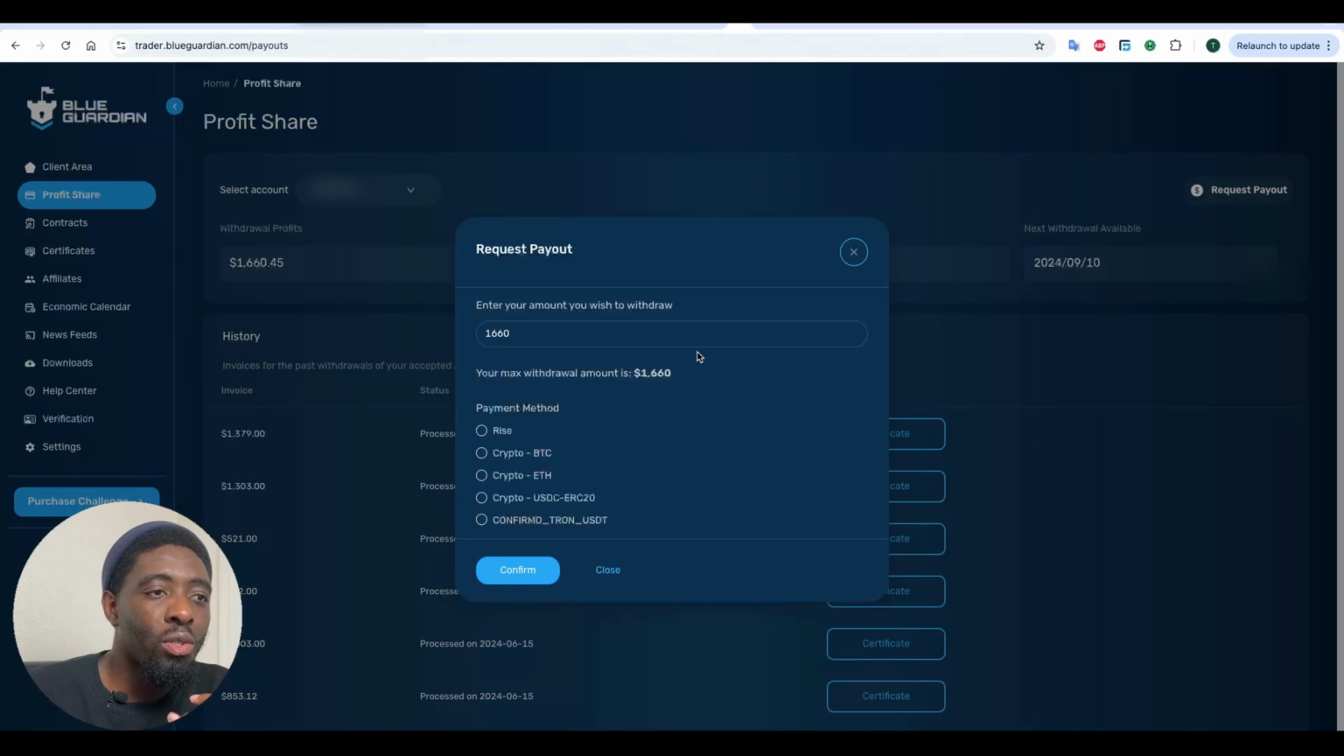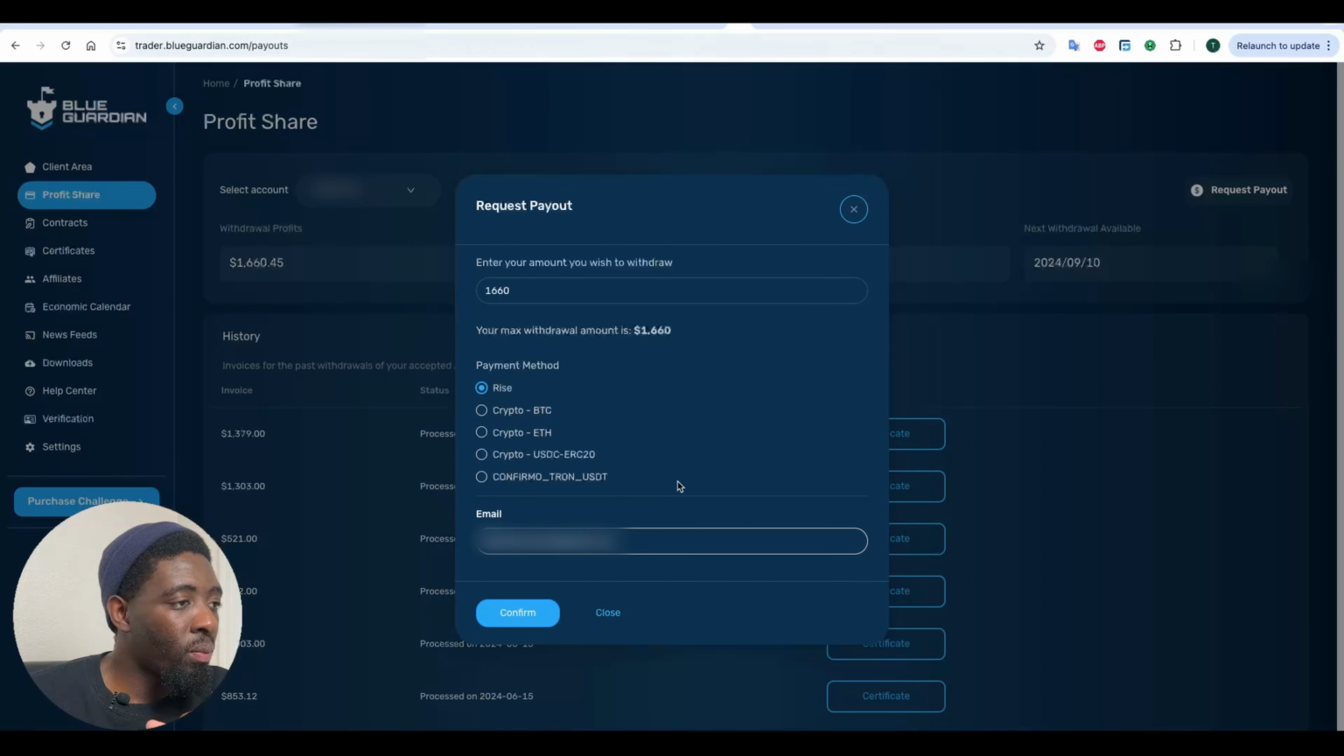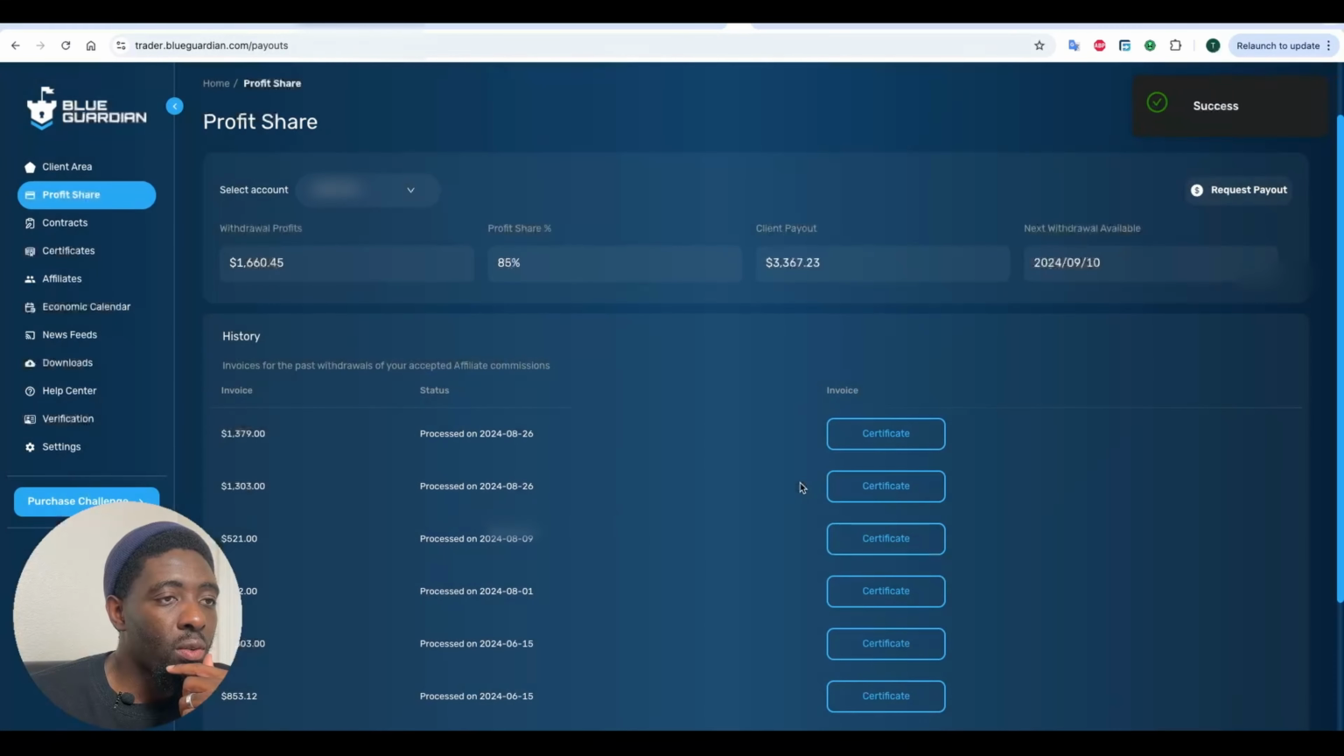So that's the max I can get from this account, and this is going to be, I think, the fourth withdrawal on this account. So the prop firm guys have to return my challenge fee. So I'm going to do 1,660, and that's the max I can get from this account right here. I'm going to click on confirm, and let's see. I hope everything is correct. All right, let's do confirm. So you can look at it right here. It says success, so that's done and over with.